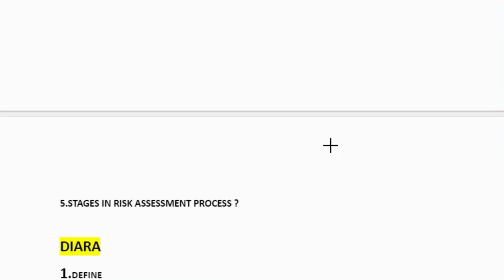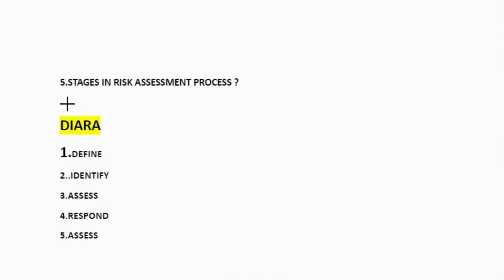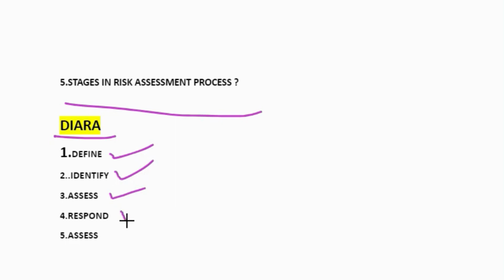Next one is describe the stages in the risk assessment process. So steps involved in the risk assessment process, how to remember? DIARA, it's a girl name. D for define business objectives and goals. Next I for identify events that affect achievement of business objectives. A for assess likelihood and impact. R for respond and mitigate risks. Next A for assess residual risks.